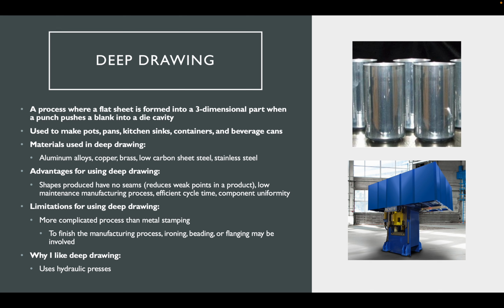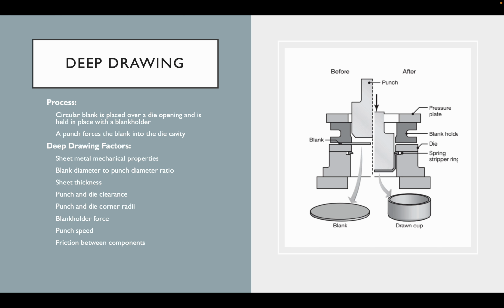And why I like deep drawing is that hydraulic presses are used to power deep drawing, and I like processes that are hydraulic, and that's something I've done a lot of research in and work experience. The process for deep drawing includes having a circular blank placed over a die opening, held in place with a blank holder. A punch then forces the blank into the die cavity. A couple deep drawing factors to consider are the sheet metal's mechanical properties, the sheet thickness, the punch and die clearance, and the punch speed.